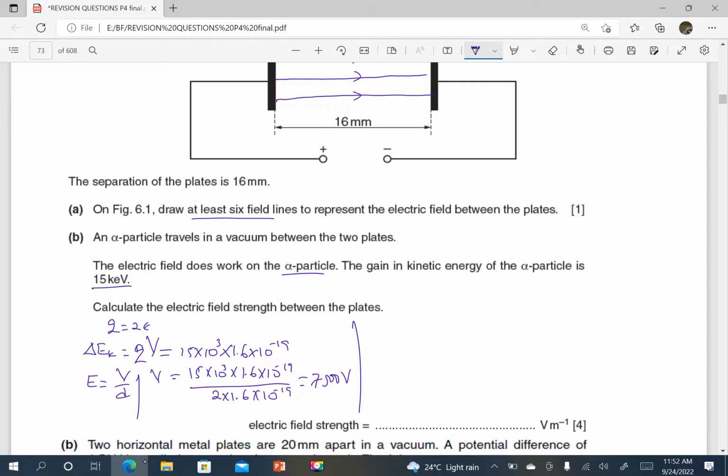But I want E, so E is going to be equal to V over D, which will be 7,500 divided by D, where D is 16 millimeters. So that will be 16 times 10 power negative 3. So this is giving me 4.7 times 10 power 5 volts per meter.